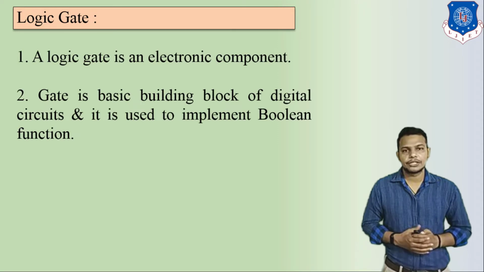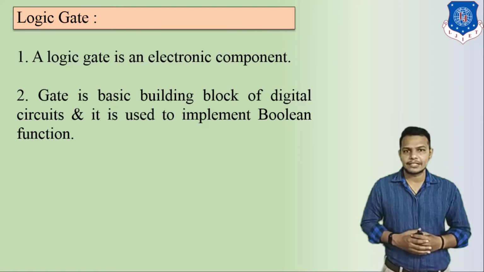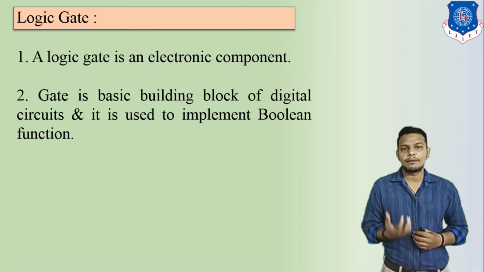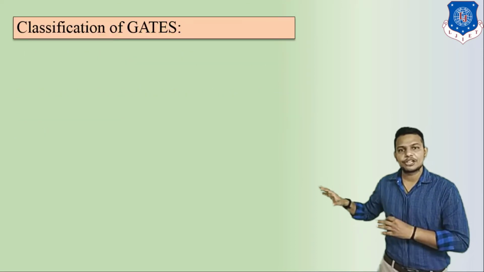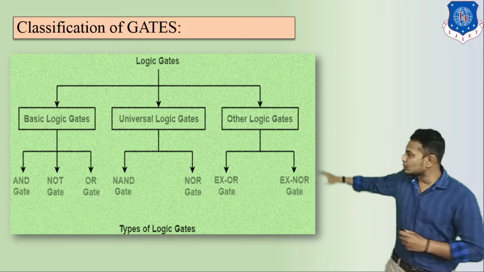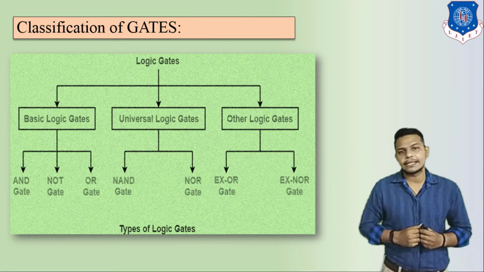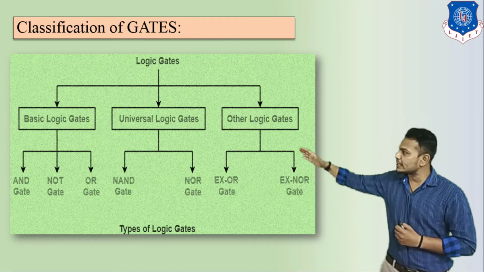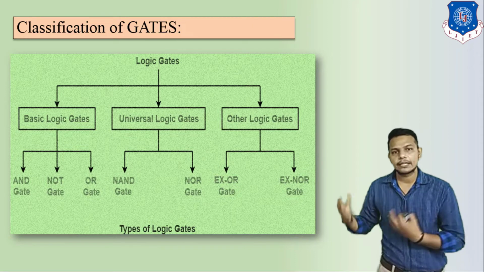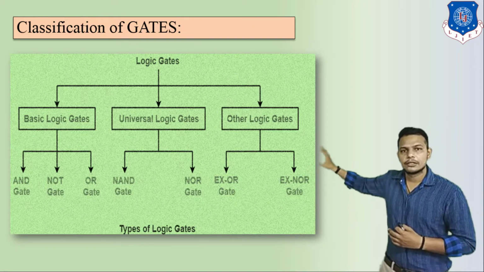Logic gates. So here we can see a logic gate is an electronic component. A gate is a basic building block of a digital circuit, and it is used to implement a Boolean function. The classification of gates is divided into three parts, as we can see here. First one is basic gates, number 2 is universal gates, and the last one is derived gates, or we can say other logic gates.